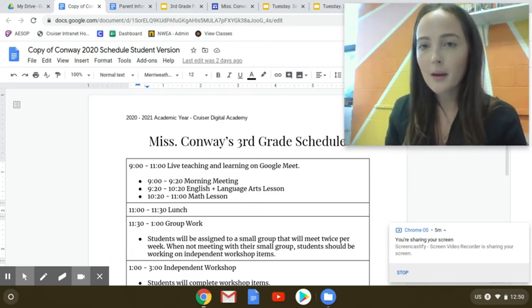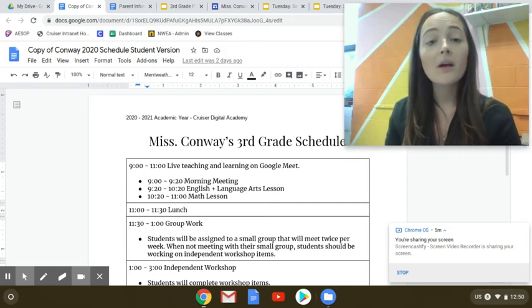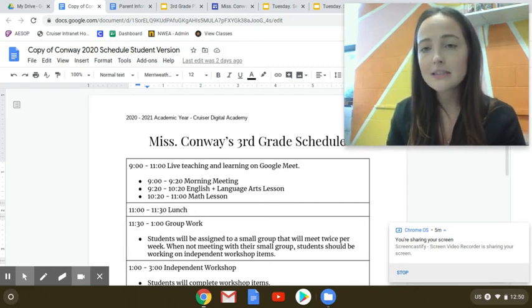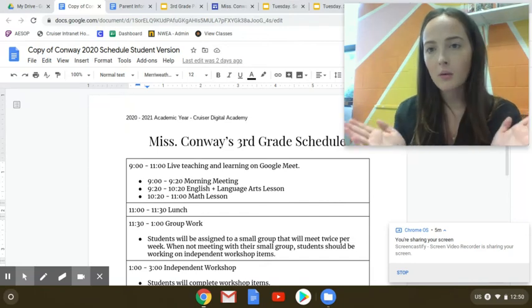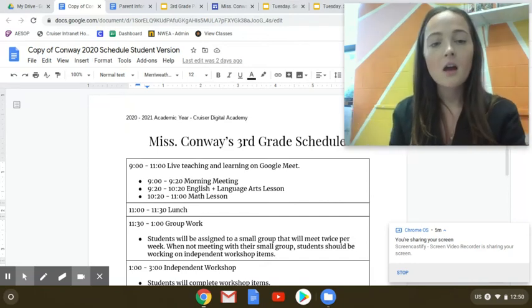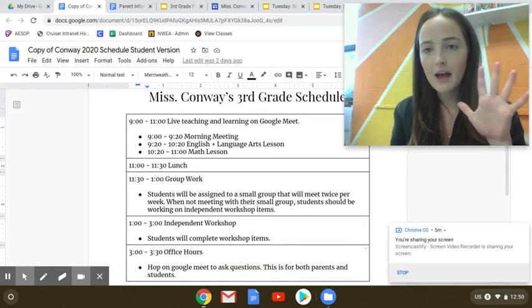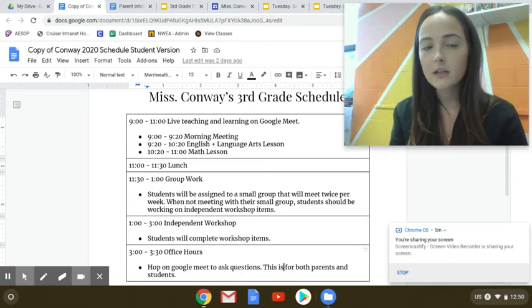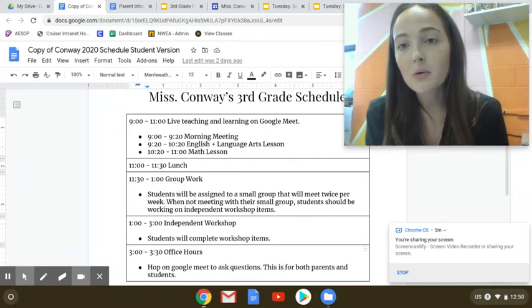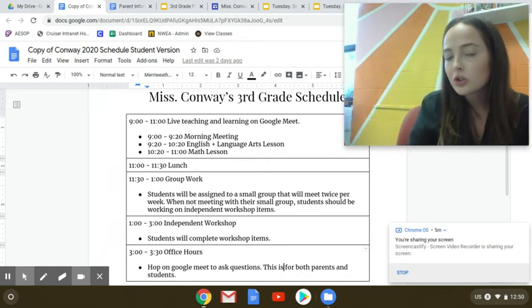So group work will not begin right away, but group work will be from 11:30 to 1. If your child is not assigned a group that day, because your child will only meet twice per week for half an hour, totaling an hour session of small group per week, they will be working on independent workshop items. And independent workshop is time that they are going to complete 5 different activities every day. And those activities will be geared towards the learning that they completed that morning with the lessons that were taught. And they will also incorporate science and social studies standards too.